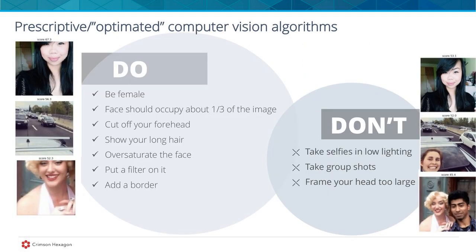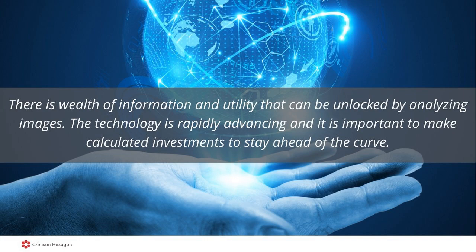And ultimately what it decided was that if you wanted your photo to be very popular and shared on social media, you should be female, cut off some of your forehead, show your long hair, oversaturate the face, and put a filter on, a border. Some of the don'ts were: take selfies in low lighting, don't take group shots, and don't frame your head too large. So this was telling the individual what they should do to make it better.